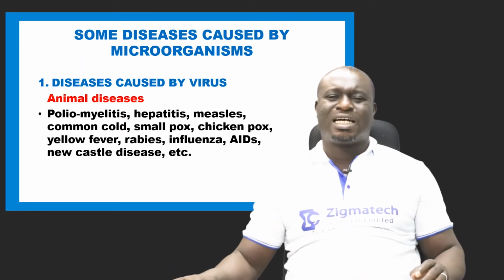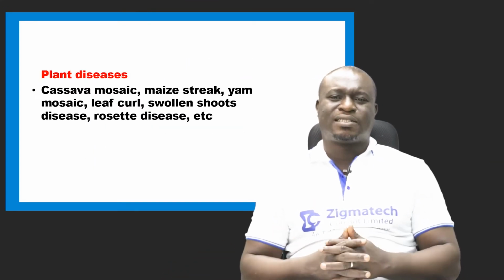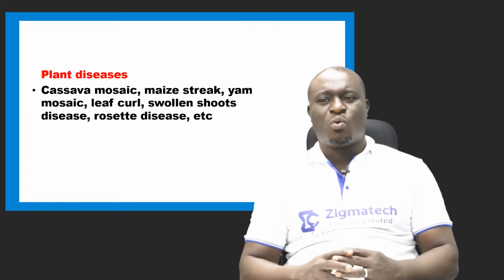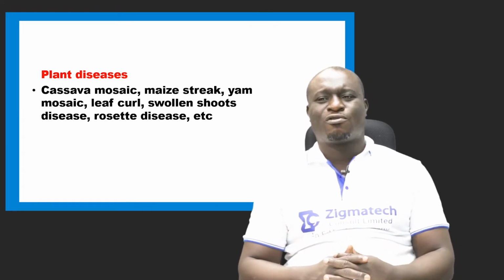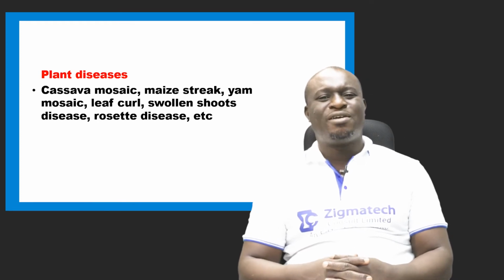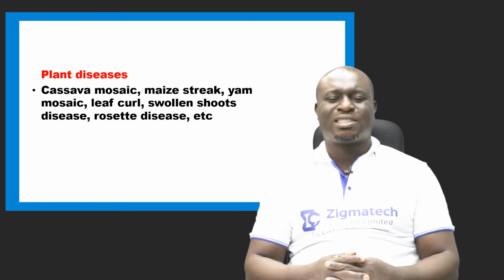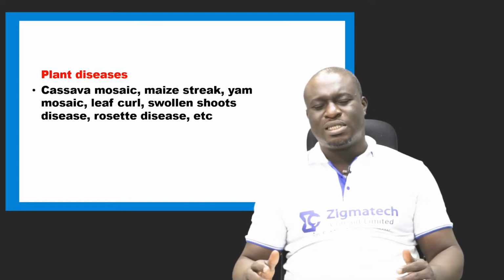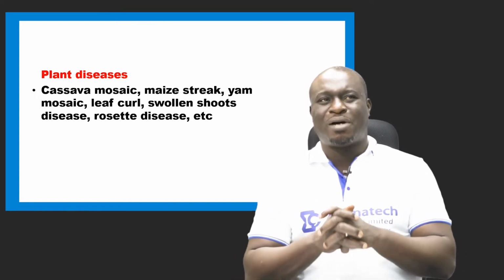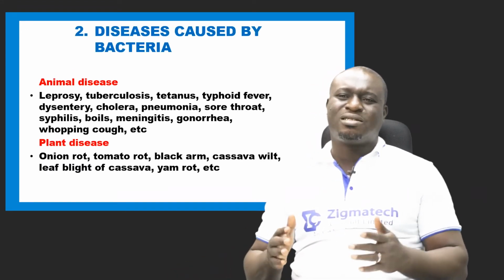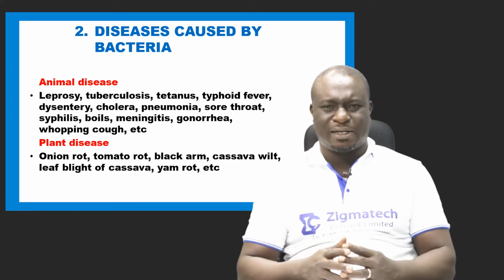Now let's take a look at that in plants. In plants, we have diseases that are caused by virus. We have cassava mosaic, maize streak, yam mosaic, leaf curl, swollen shoot diseases, rosette diseases, and so on. These are some of the diseases that are caused by virus in plants. Now, we also have diseases that are caused by bacteria.